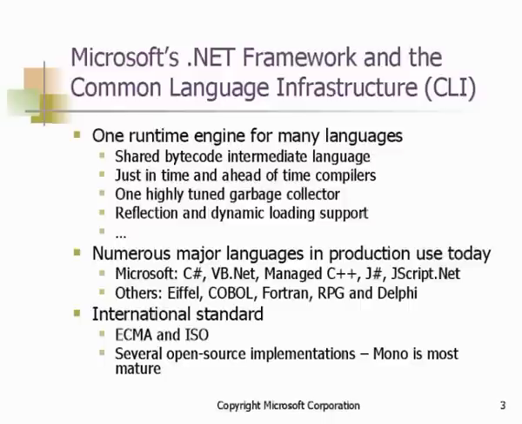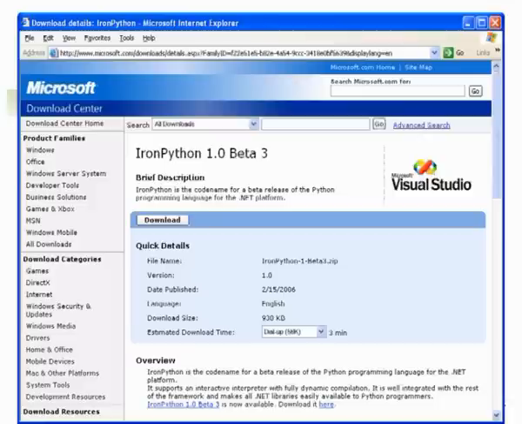It always makes me nervous when people do that with a beta, but it's a great way for us to get feedback, so thanks. And it's an international standard. It's an ECMA and ISO standard, the common language infrastructure, and there are several open source implementations available. Mono, which is Miguel de Icaza's project, is far and away the most mature of all of those open source implementations.